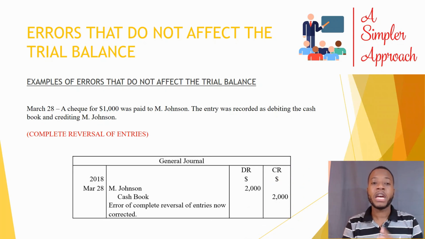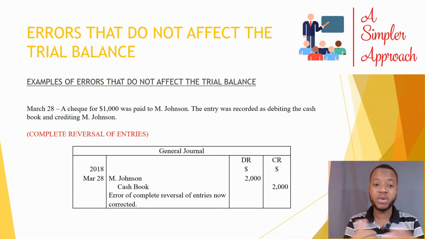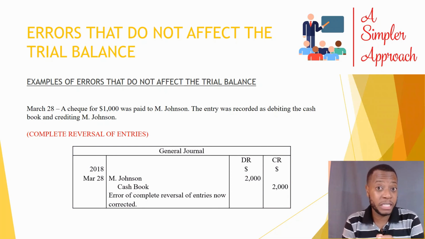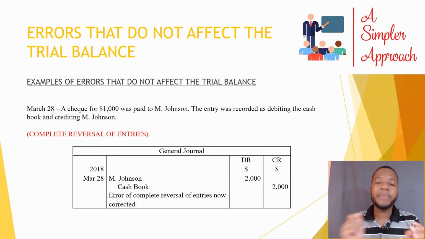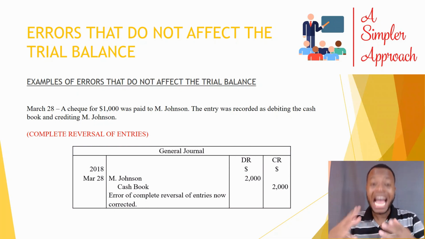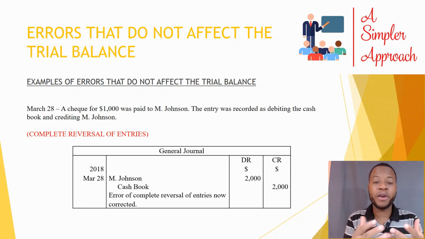Okay? And when that is done, this is what you get. You debit M. Johnson, because that should have been done in the first place. Okay? So when you debit M. Johnson, you debit M. Johnson with 1,000. So it would squeeze out the $1,000 that was written on the credit side in error. It would squeeze out that and then leave the other 1,000 for where it should have been in the first place.